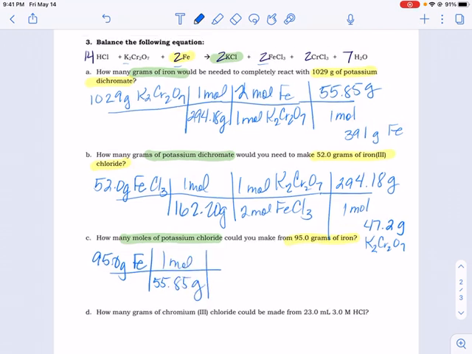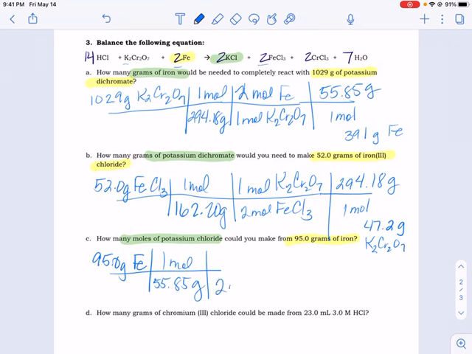The ratio is 2 to 2, 2 moles of Fe to 2 moles of KCl. And we're going to stop there because that's all it wants. And that would be 1.70 moles of KCl. That would be fair.